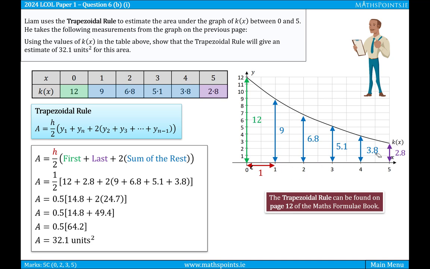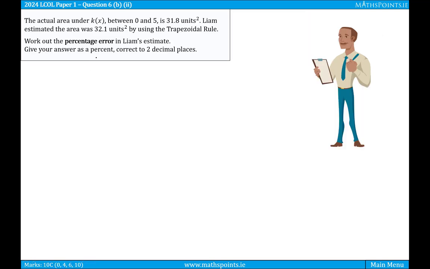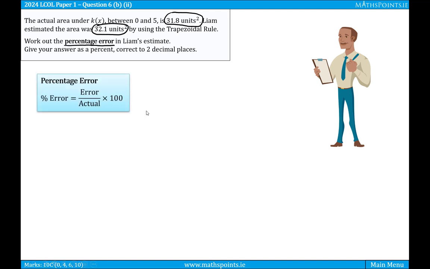32.1 units squared. Okay, in the next part of the question, they ask us to use the formula for percentage error to calculate the difference between the true area, which they tell us is 31.8, something that we're going to work out for ourselves using integration in the higher level examples, and then the estimated area, which is 32.1. So to find percentage error is the error over the actual multiplied by 100. So the error is the difference between the two areas.